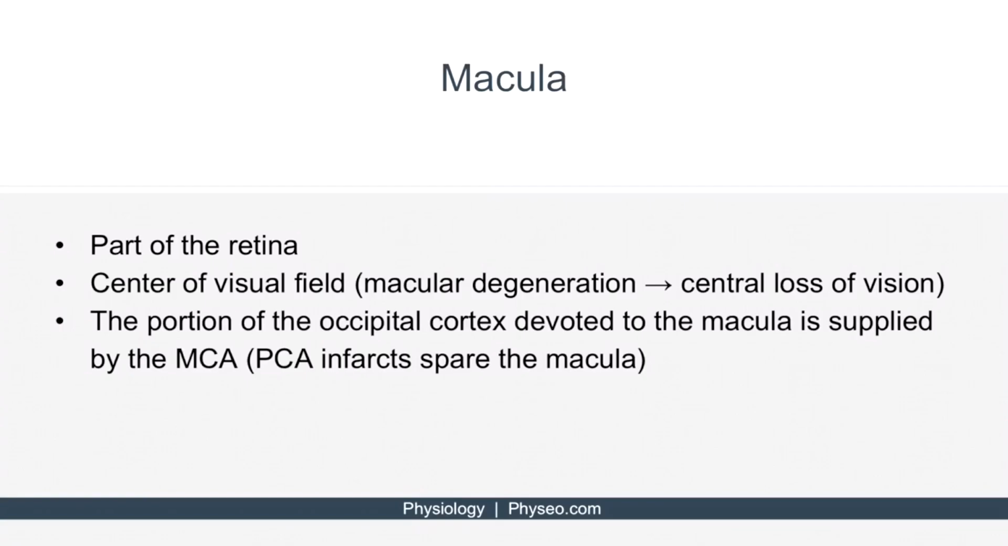So the macula is a part of the retina. It's, again, the center field of vision, and it's the center of the retina, essentially. So macular degeneration would lead to central loss of vision. Now, the portion of the occipital cortex devoted to the macula is supplied by the middle cerebral artery. So if you have a posterior cerebral artery infarct that damages the occipital cortex, then we will have macular sparing. It'll spare the macula. And we'll explain this situation in a little bit more detail when we get to the vascular portion of this lecture.